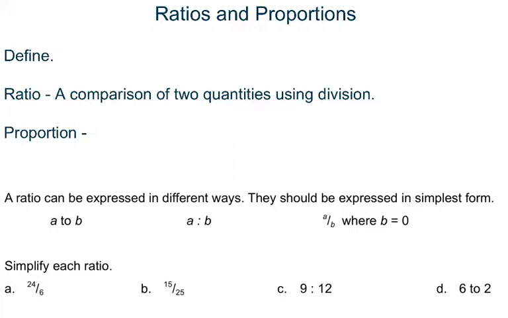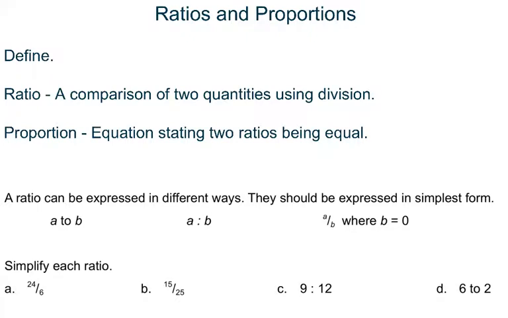What's a proportion? It's an equation stating two ratios being equal. Again, the ratio uses division. Proportion, it takes two ratios that are equal and sets up an equation there. Now, a ratio can be expressed in different ways. But again, you should always reduce if necessary, if you can. So it says they should be expressed in simplest form.